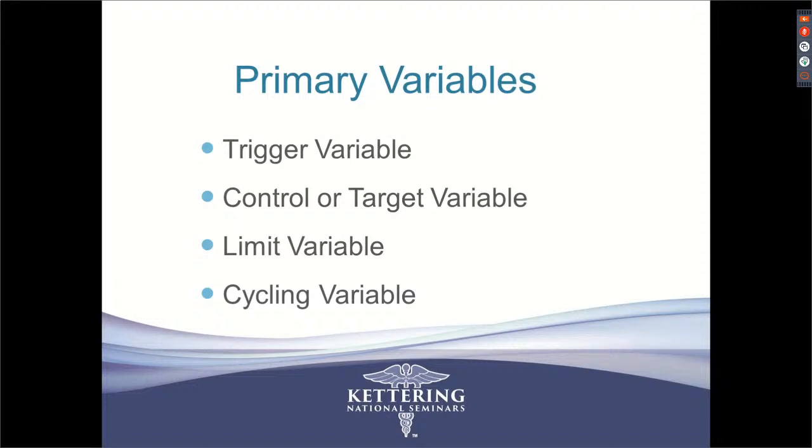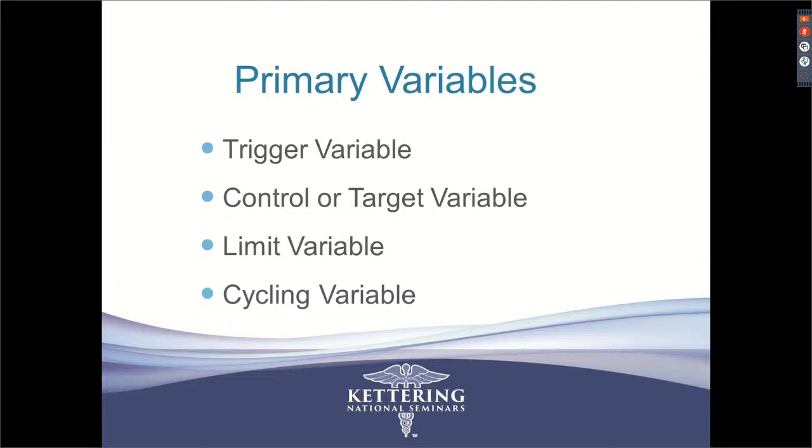So starting under letter B, let's talk about trigger variability. This is the parameter on the ventilator that starts the breath, the positive pressure breath, okay? There are a number of ways that can be triggered. Number 1, it can be pressure triggered. Number 2, it can be flow triggered. Number 3, it can be volume triggered. Number 4, time triggered. Number 5, manual triggered. Those are all ways that we can trigger or start the breath.